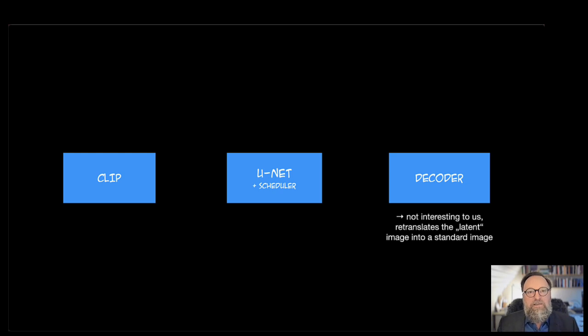Cool. Okay, finally, the last part is the decoder. It's not that interesting to us. It retranslates the latent image into a human visible image. Interesting thing about that is everything that has happened until now has to be translated, back translated for humans. And that means humans cannot control or understand what's happening right before the decoder.